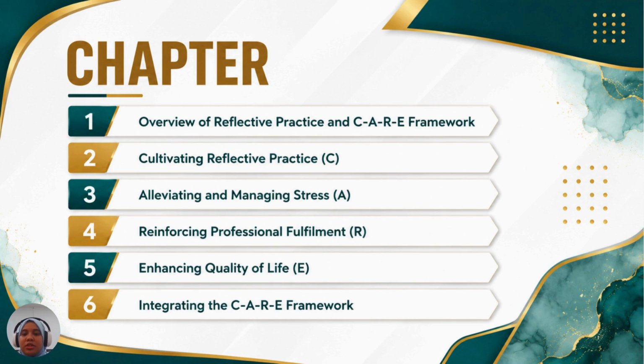Chapter 3 discusses strategies for alleviating and managing stress, enabling the nurses to cope more effectively with the emotional demands of critical care. Chapter 4 emphasizes reinforcing professional fulfillment by promoting professional growth, job satisfaction, and resilience. Chapter 5 explores ways to enhance quality of life, supporting the overall well-being of the ICU nurses.